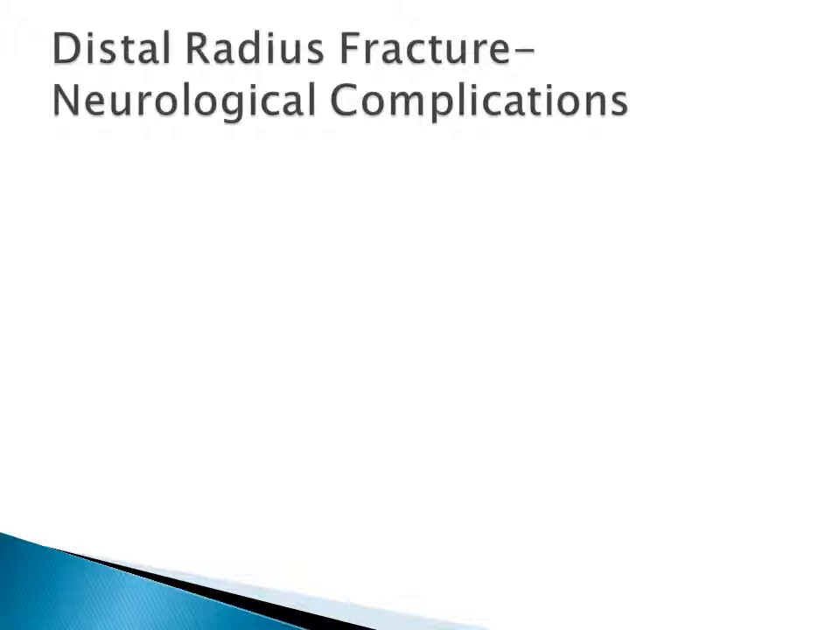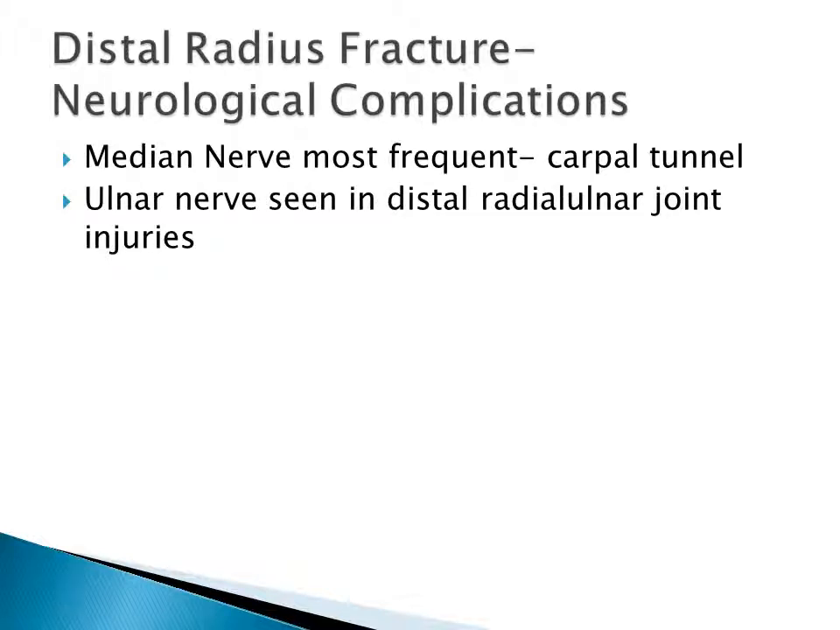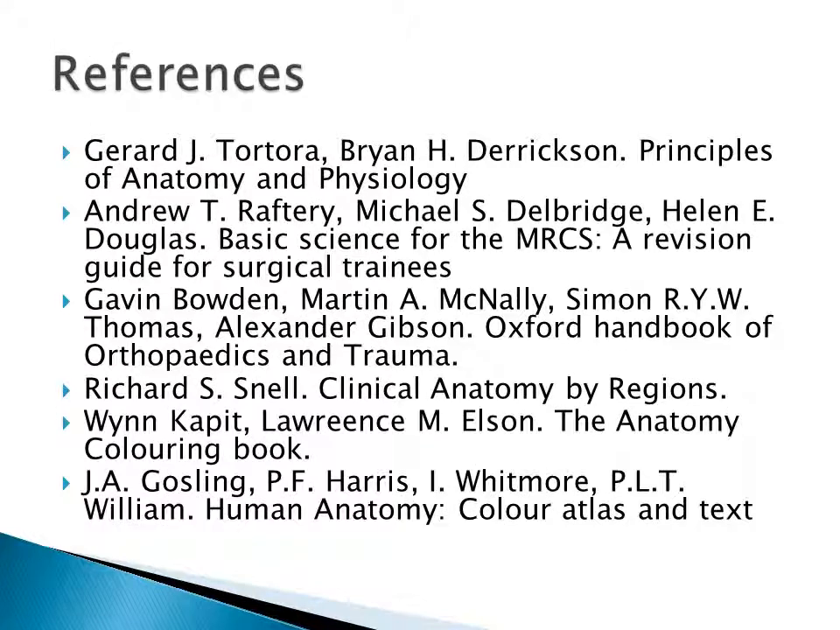The most commonly affected nerve is the median nerve. This is because of the high incidence of carpal tunnel syndrome associated with these fractures. Additionally, the ulnar nerve may be damaged in distal radioulnar joint injuries.